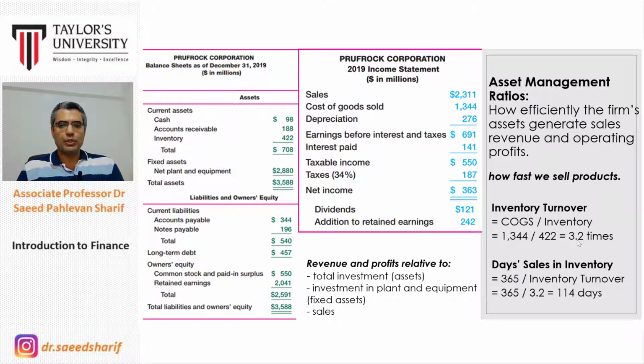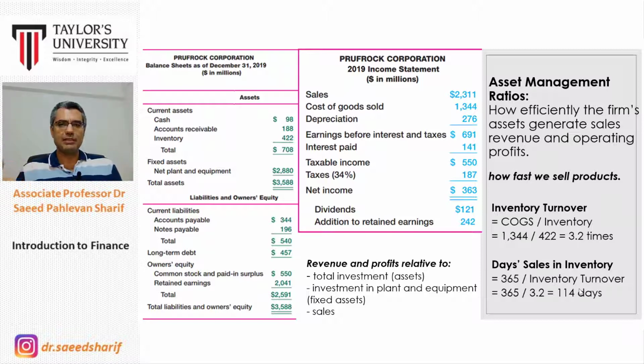So if we know that we turned our inventory over 3.2 times during the year, then we can compute how long it takes to sell our inventory. So we divide 365 by the 3.2 times inventory turnover that we computed, and we get 114 days. This means that it takes on average 114 days to sell the inventory of the company.